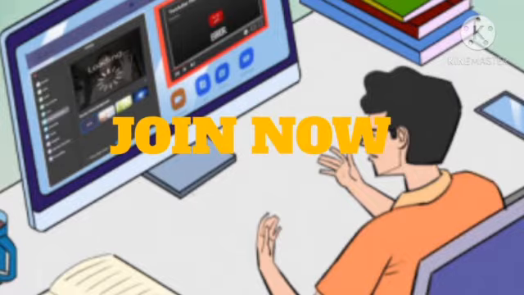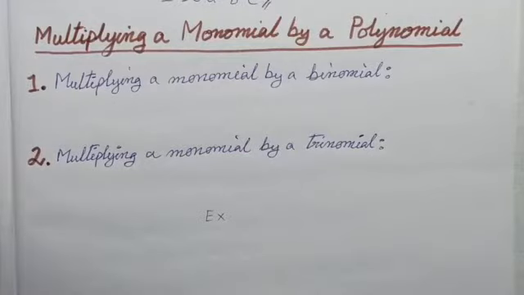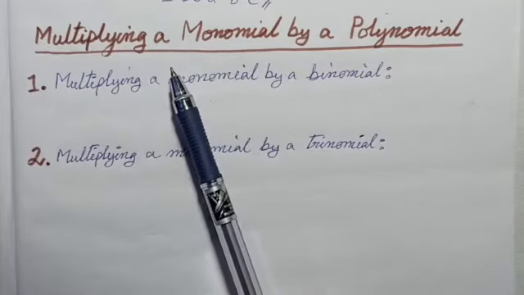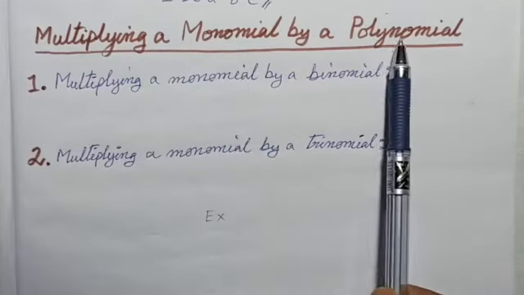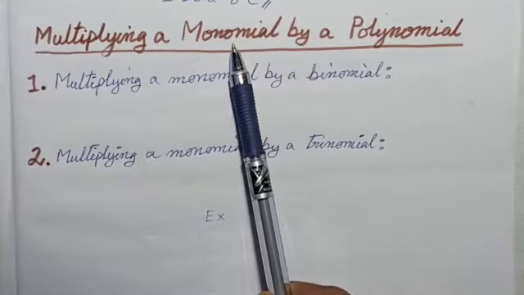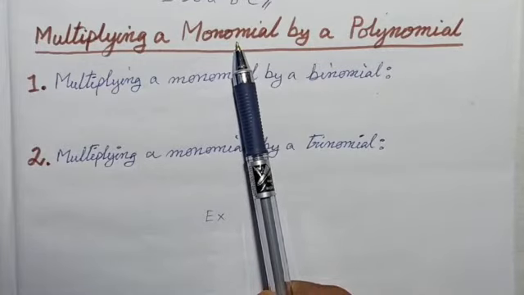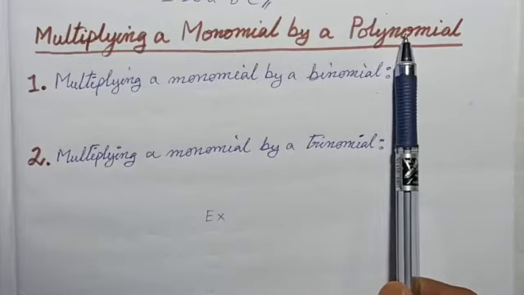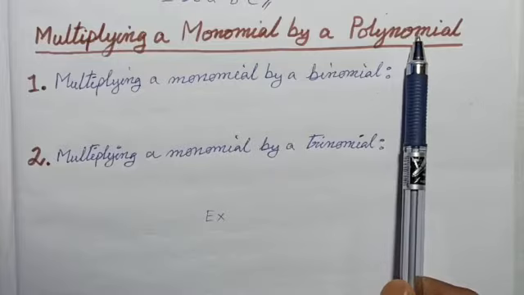In the last session, we have learned part 1 of chapter number 9, Algebraic expressions and identities. In this session, let us learn part 2 of chapter number 9, multiplying a monomial by a polynomial. Here we are going to learn about how to multiply a monomial by a polynomial. Monomial means an expression having one term is called a monomial, and a polynomial means an expression having one or more terms is called a polynomial.